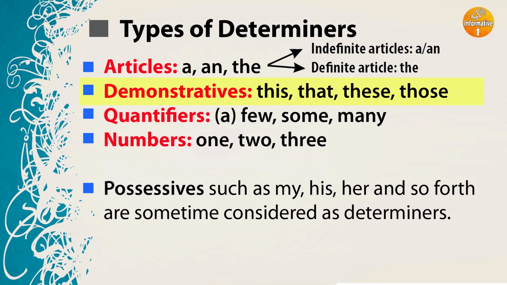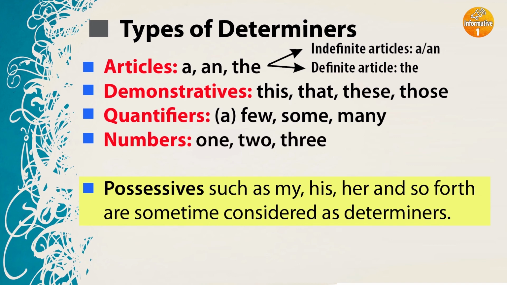Demonstratives are used to indicate certain things. For instance, this, that, these, those. And then quantifiers are also determiners. For instance, some, few, many, and so forth. Numbers 1, 2, 3, and up to infinity, all are also determiners, because usually they will come before a noun.